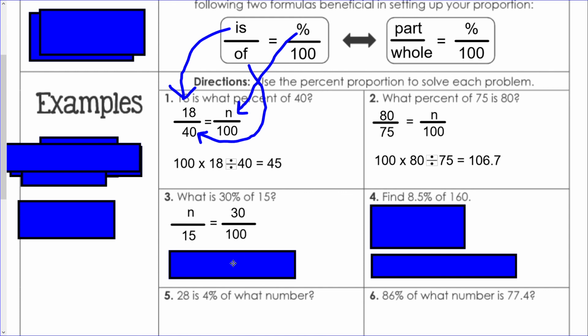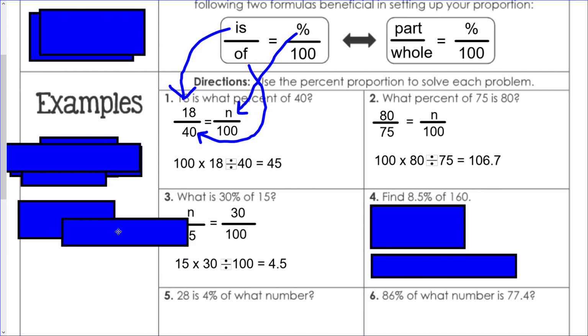Now, once you've set up the proportion, setting up the proportion is the trickiest part. Once you've done it, it's easy cross multiplying, so 15 times 30 divided by 100. So you multiply the numbers you know across from each other like this, and then divide by the other ones. So 15 times 30 divided by 100 equals 4.5. Okay, moving on to the next one.